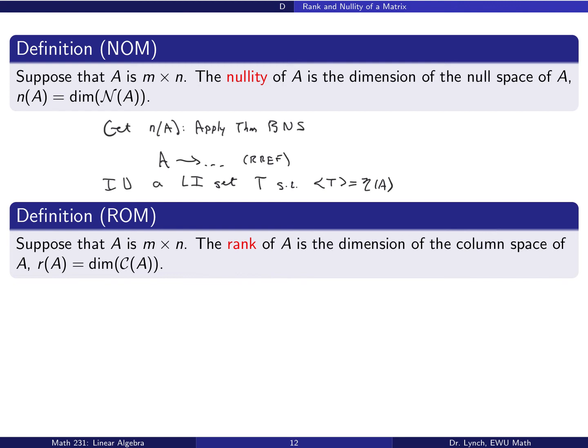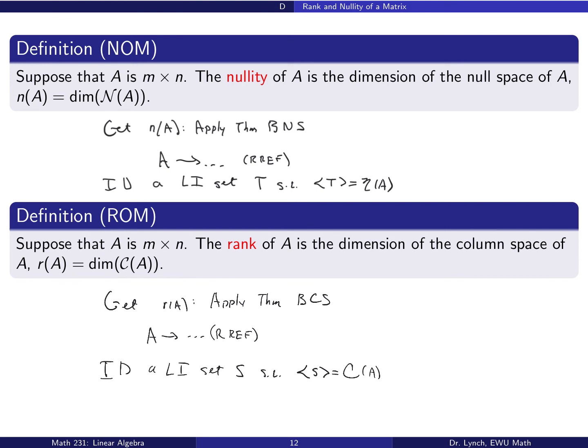And it's similar for the rank of a matrix. To get the rank of a matrix, we'll apply Theorem BCS, the basis of a column space. That is, take A, reduce A to reduced row echelon form, and identify a linearly independent set S such that the span of S is the column space. And then since the rank is the dimension of the column space, we know that the number of elements in S is the rank of A.